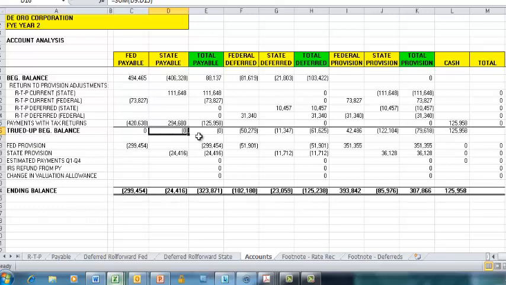Like if you had an overpayment and you applied it to next year, this balance wouldn't be zero, it would be a debit, because you're still owed money by a government. So it doesn't have to be zero, but you have to explain that balance. What is it?